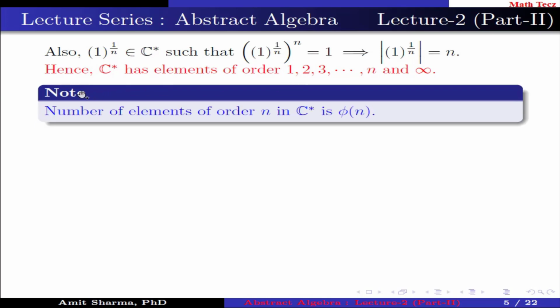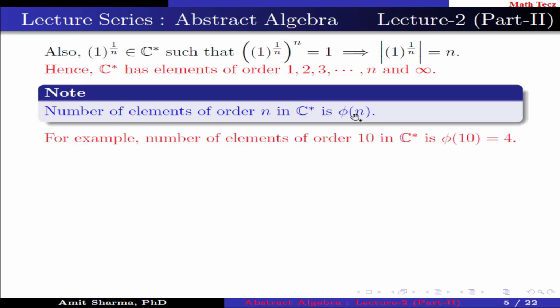Note: the number of elements of order n in C star is phi of n. For example, the number of elements of order 10 in C star is phi of 10, which is equal to 4.